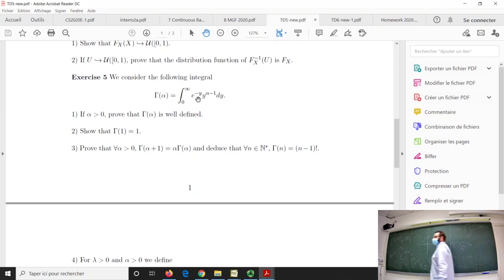Chi-square of parameter 1 is just a gamma 1/2. So typically, in a few minutes, we are going to be able to know what is the expectation and the variance of a gamma. So we'll be able to say what is the expectation and the variance of a chi-square.